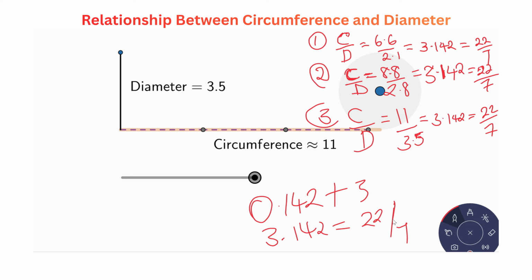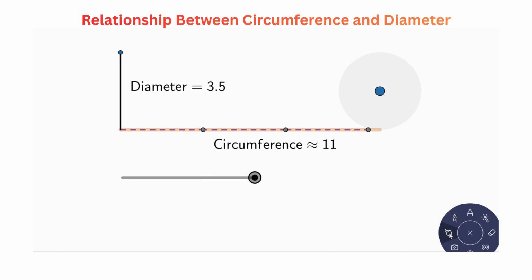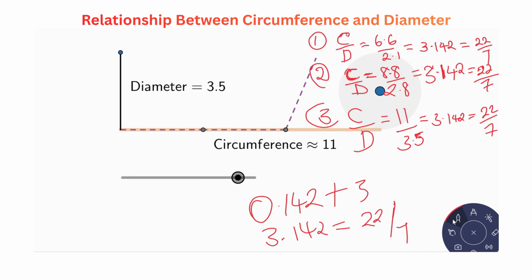So here is our discovery. What's our discovery? Whenever you divide a circumference by a diameter, you get a constant. You get the same number. And this same number, which is 22 over 7 or 3.142, is called a constant. We are going to call it a constant.